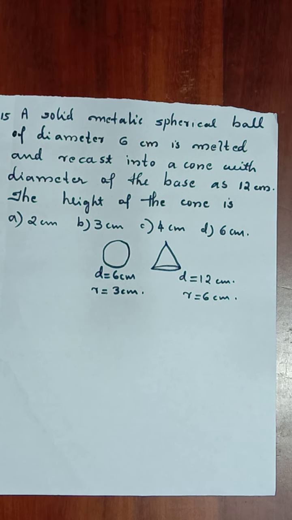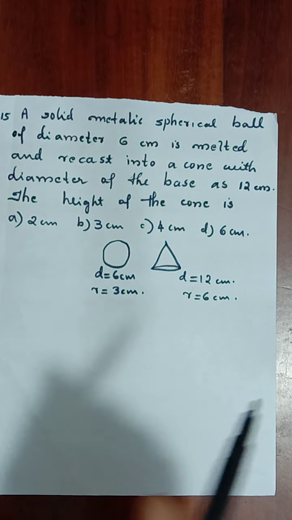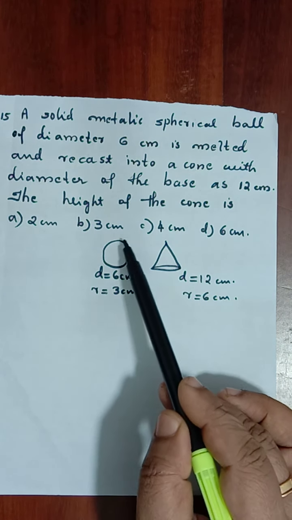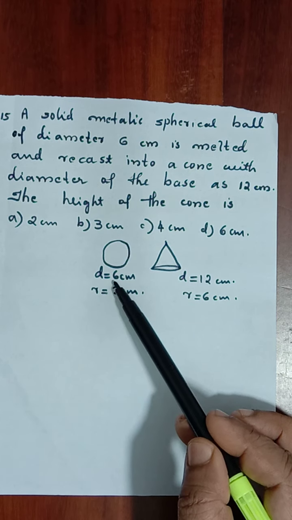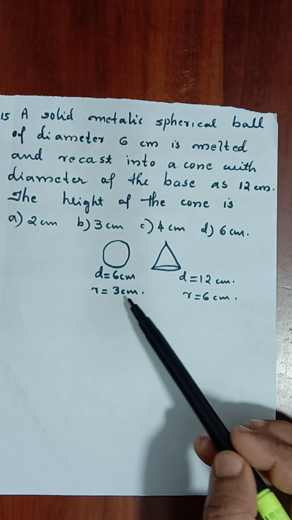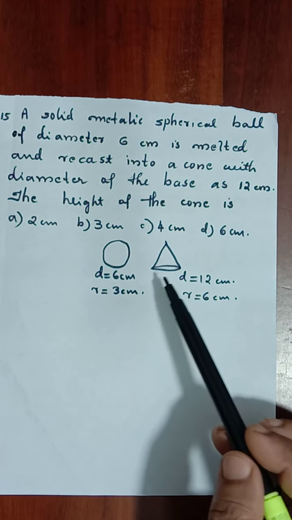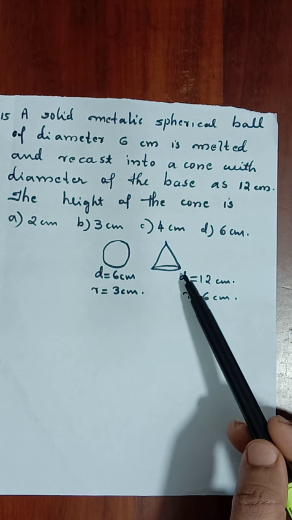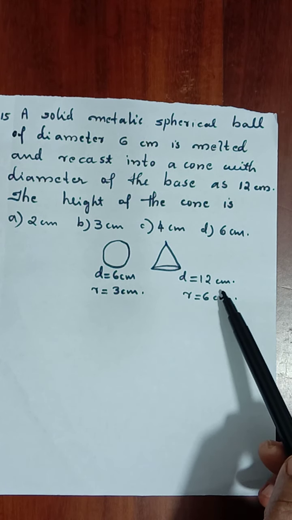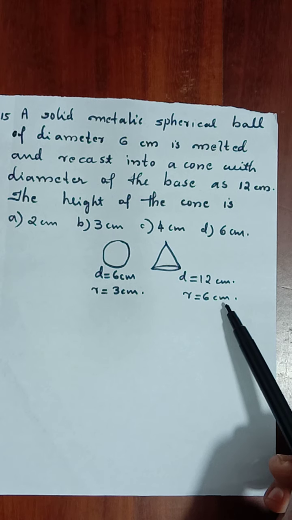This question is the last question of today. A solid metallic spherical ball of diameter 6 cm is melted and recast into a cone with the diameter of the base as 12 cm. Height of the cone is? A solid metallic spherical ball having diameter 6 cm, therefore radius equal to 3 cm. It is melted and recast into a cone with diameter 12 cm, therefore radius equal to 6 cm.